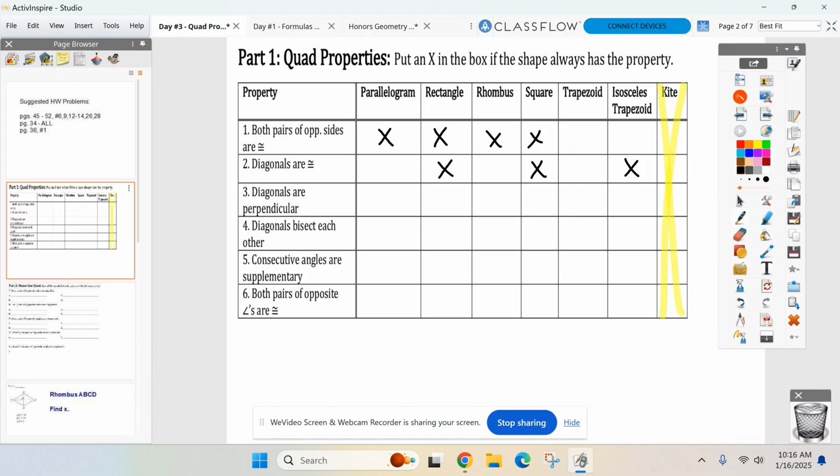Diagonals perpendicular. Parallelogram? Nope. Rectangle? Nope. Rhombus? Yes. So that must mean a square. How about the trapezoid? No love here. Isosceles trapezoid? Nope.